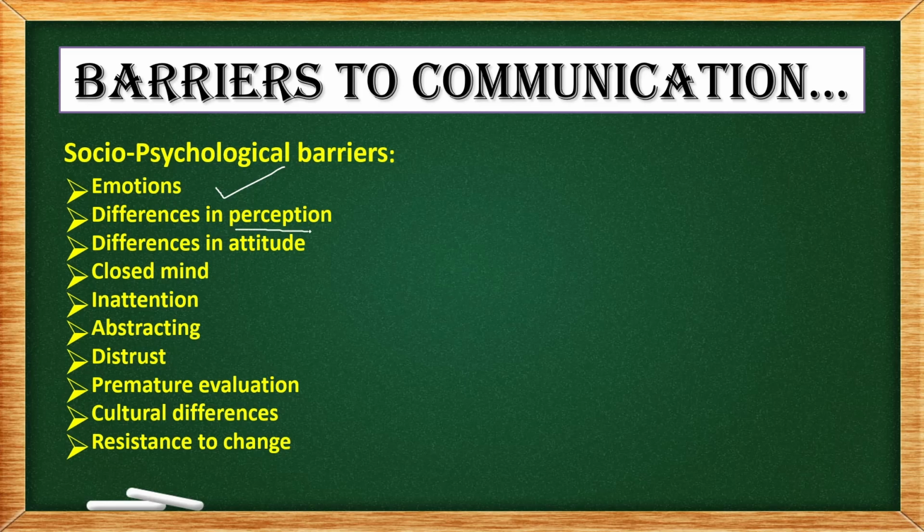Differences in perception. Perception is basically the opinion, the observation, which will always vary, because individually each and every person has a different background and upbringing, and their way of behavior and attitude is totally different. So if we are welcoming their differences, then it is good. But if we are not welcoming their observations, then somehow it will lead to a barrier in the process of communication.